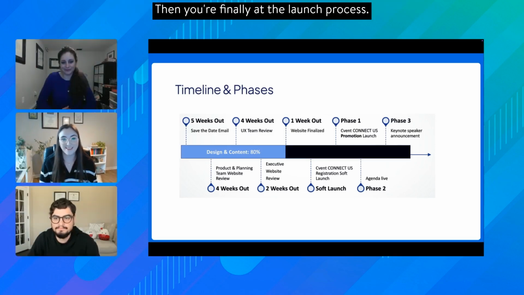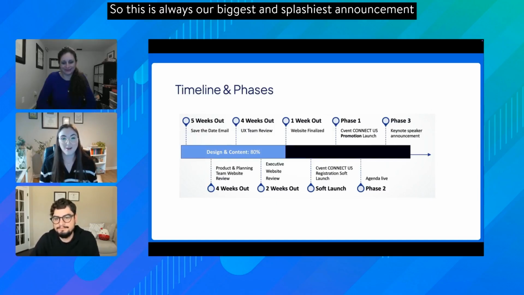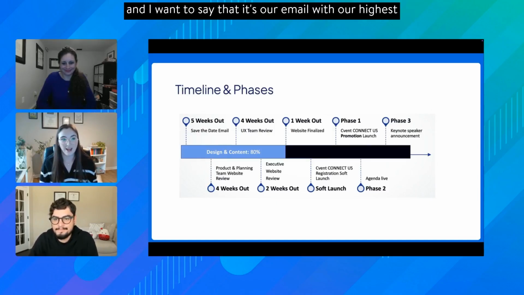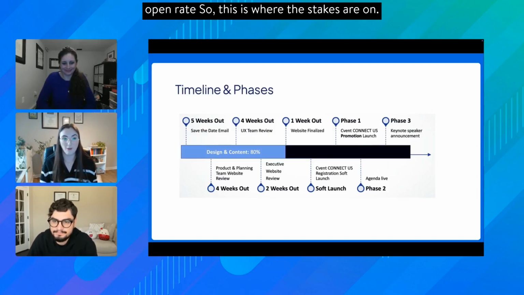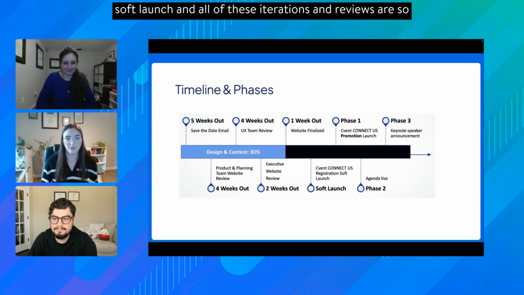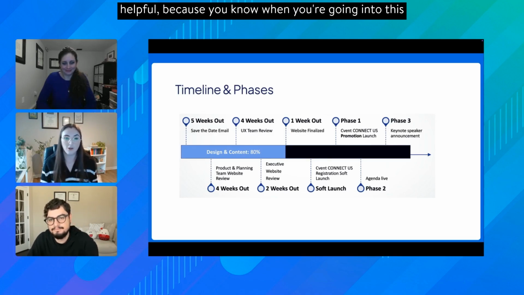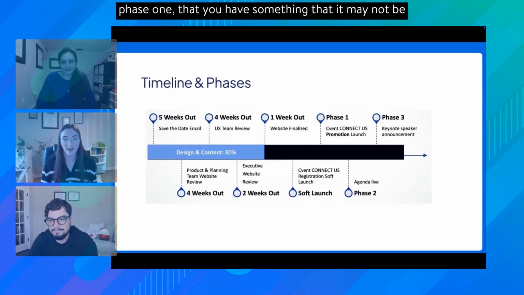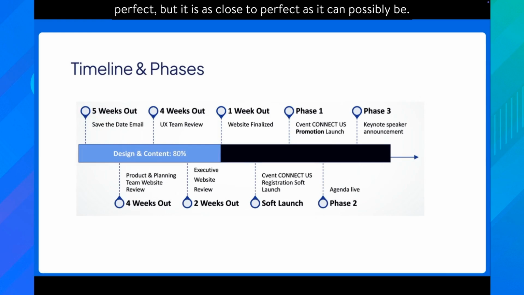Then you're finally at the launch process. This is always our biggest and splashiest announcement, and I want to say it's our email with our highest open rate. So this is where the stakes are on. You want everything to be perfect. That's where the soft launch and all of these iterations and reviews are so helpful, because when you go into this phase one, you know that it may not be perfect, but it is as close to perfect as it can possibly be.